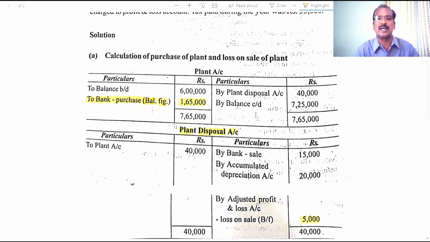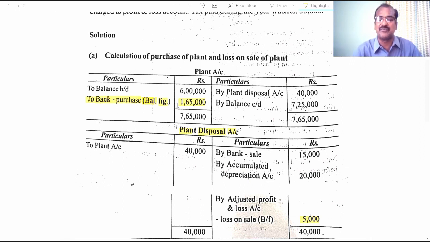Now let's go to the third account in our discussion, which is nothing but plant account. This being an asset, you write the opening balance on the debit side, closing balance on the credit side. Opening balance 6 lakh rupees. Closing balance 7,25,000 rupees. Now you remove the plant disposal cost value of 40,000 from 6 lakh. The closing is supposed to be 5,60,000 only, but the actual closing is 7,25,000 rupees in this account. So the increase in its value is because of purchase of plant. So to bank account, purchase, which is the balancing figure, comes to 1,65,000.